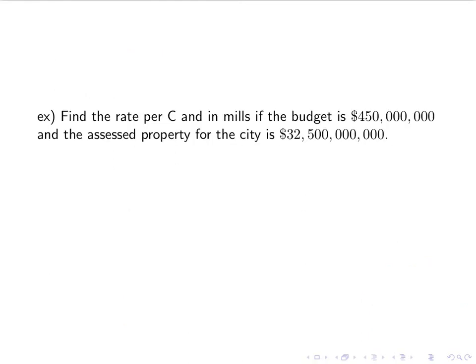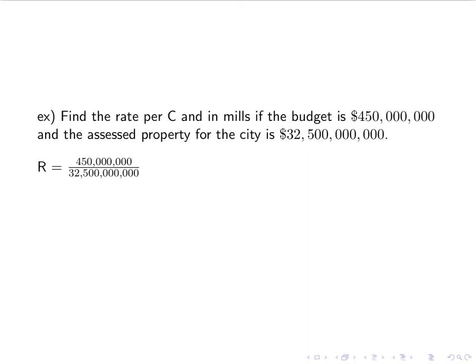So let's try another one. Find the rate per C and in mills if the budget is $450 million and the assessed property for the city is $32,500,000,000. So the first thing we're going to do is put it into our formula.